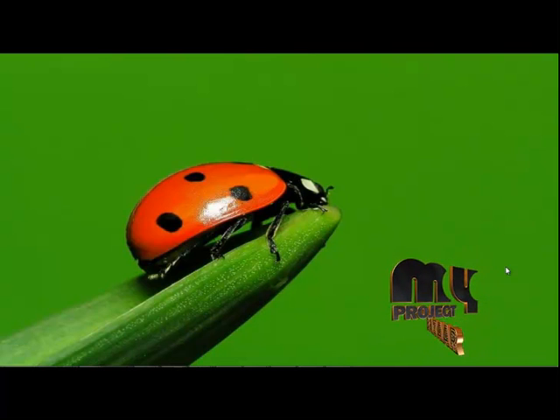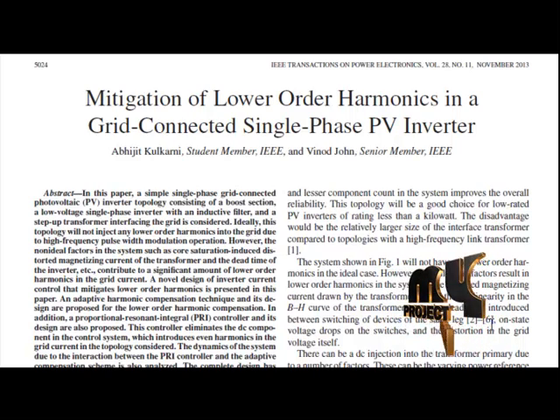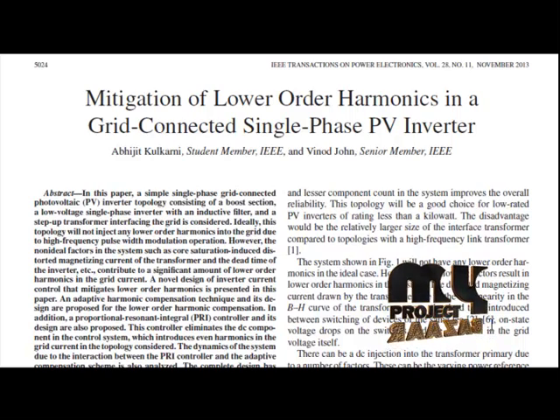Let's see about the mitigation of lower order harmonics in a grid connected single phase PV inverter. I am going to explain the concept of this process. A novel design of inverter current control that mitigates lower order harmonics is presented here. An adaptive harmonic compensation technique and its design are proposed for the lower order harmonic compensation.